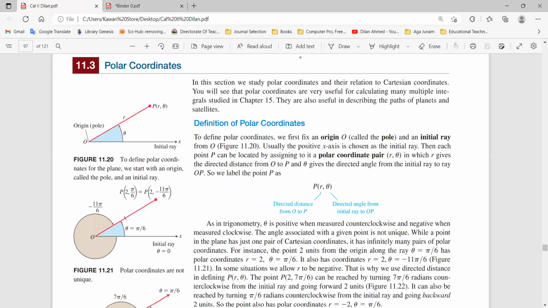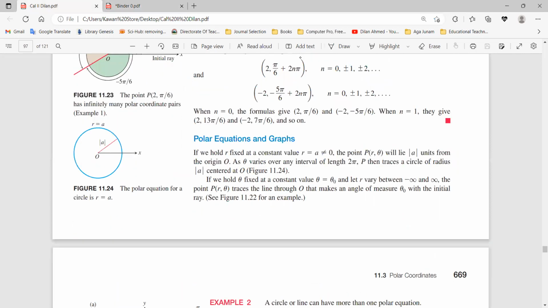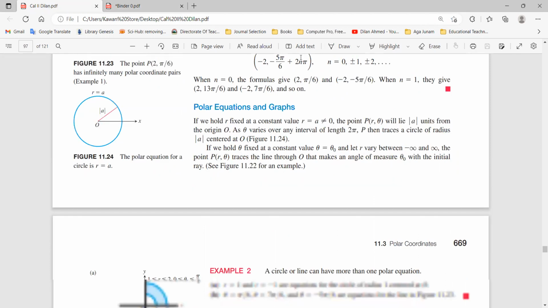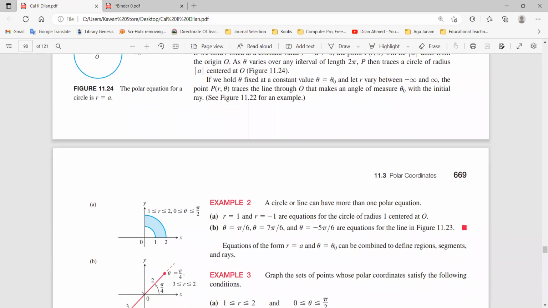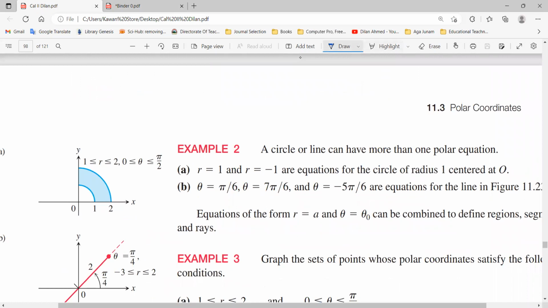Now, in 11.3, we have what? We have sketching the graph. Sketching the graph, you can say equation and graph. So we have two things, equations and graphs. When you say equations and graphs, it means there is a relation between the polar equation and the graph it gives you. There are two important highlighted points here, A and B.